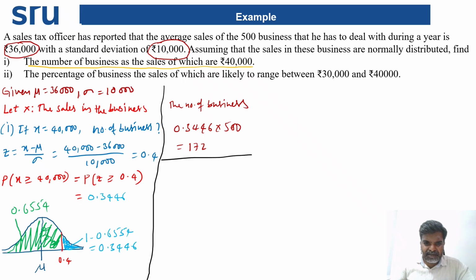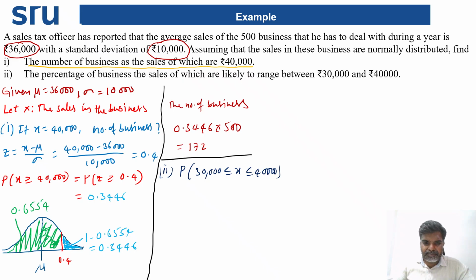Okay. Now the second one. What is the second one? The percentage of businesses whose sales are likely to range between 30,000 and 40,000. Means in the second one we have to find the probability of 30,000 less than or equal to X less than or equal to 40,000. Okay. See, the sales lie between 30,000 and 40,000.